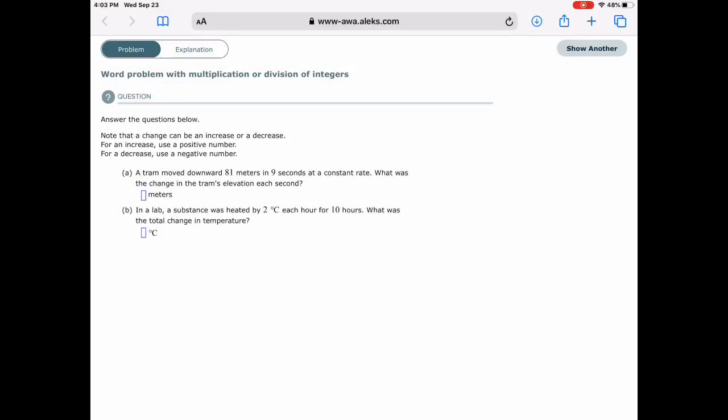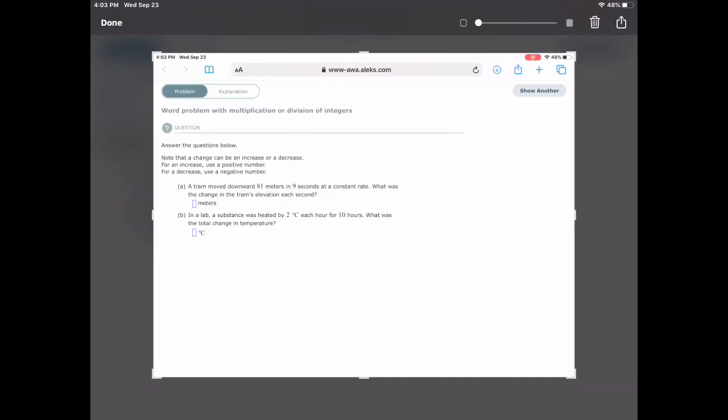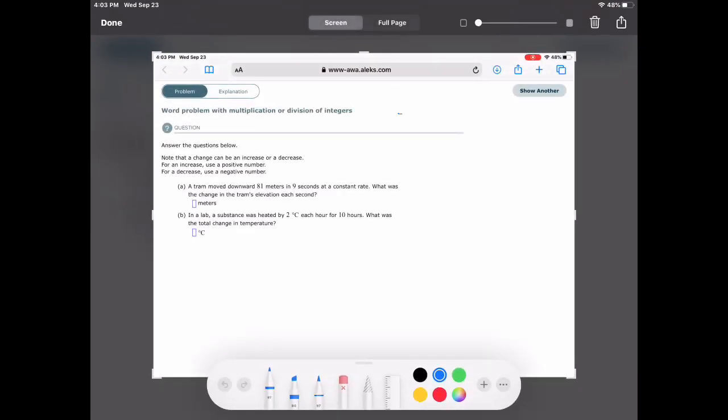Okay, today we're going to talk about word problems, which we all love, with multiplication or division of integers. Remember, integers are just positive and negative whole numbers, like this. Right? -3, -2, -1, 0, 1, 2, 3, 4, 5, 6, 7, 8, 9. There are no fractions or decimals. Integers are just whole numbers and their opposites.